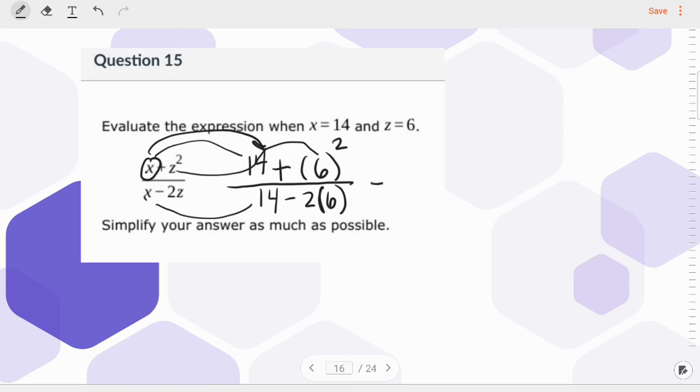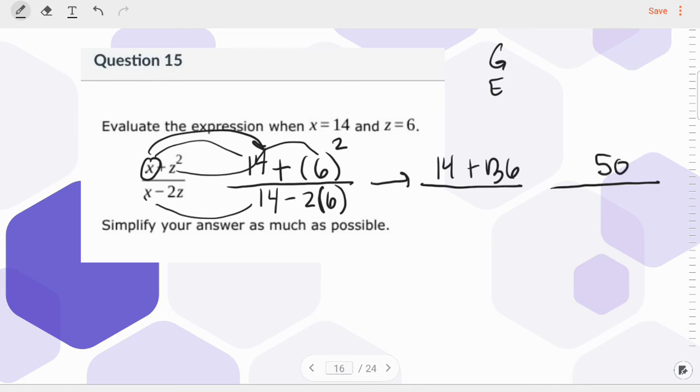Now let's simplify. This is a fraction problem, so I'm going to simplify the top part first. There are no grouping symbols, but I do have exponents. So 6 times 6 is 36, so on the top I have 14 plus 36. Making a new fraction because I need to keep simplifying the top. 14 plus 36 is a grand total of 50.